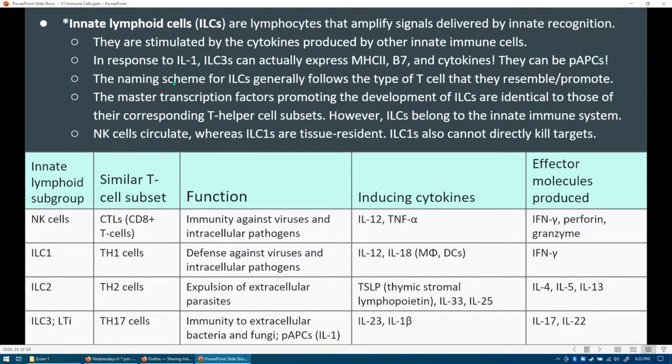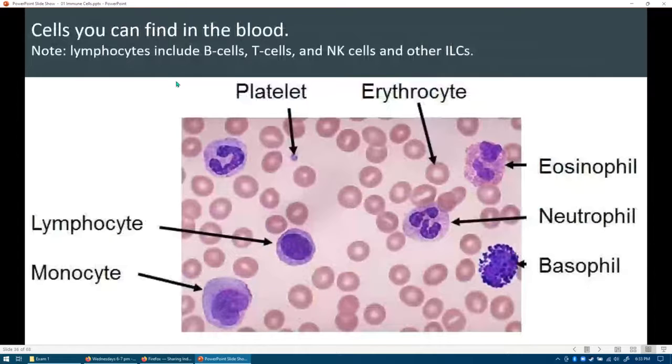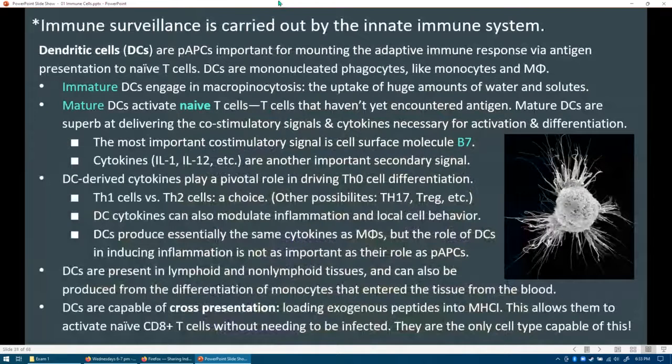That's actually all I want to really say about this right now. And here's all the cells that you can find in the blood just to keep track of them in one place. Your lymphocytes here, these include B cells, T cells, natural killer cells, and the other Cs. Okay. And our last innate cell, our very last innate immune cell, the dendritic cell.